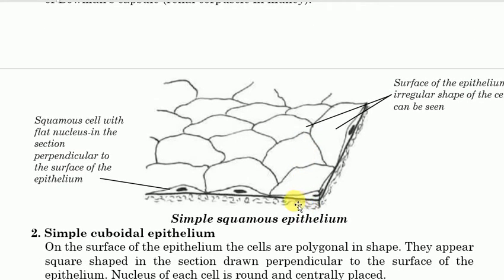So this is the diagram representing the simple squamous epithelium, and as you can see, this is the basement membrane. This below here is the basement membrane, and these are cells. If you view them from the side, you can see they are flat, and the nucleus is flattened. At the top here they appear irregular. On the surface of the epithelium, the irregular shape of the cell can be seen, and then the squamous cell with flat nucleus in the section perpendicular to the surface of the epithelium.